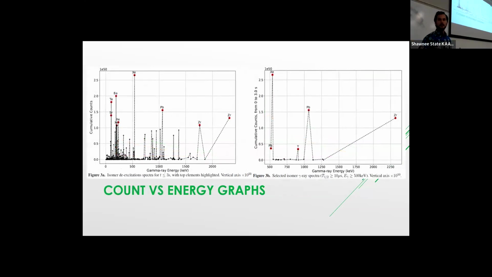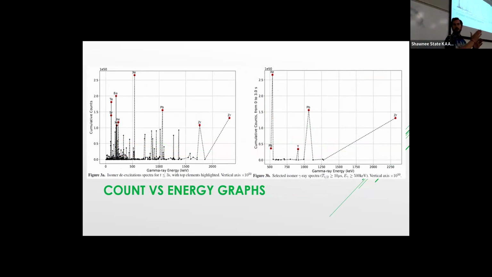And some of the other data that we got, this is the counts per gamma ray energy. And this kind of shows you the discreteness of the spectra. Instead of like the counts per time, this is the total counts per isomer for the whole spectrum.